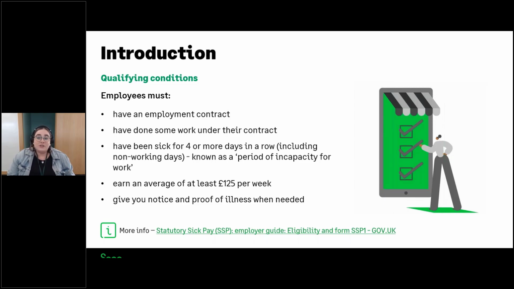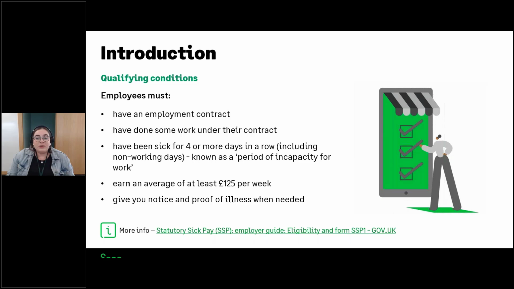And then lastly, they do also need to give you notice and proof of illness when needed. So what I mean by this is like a sick note or a statement of fitness to work for proof. So with this, if a sickness lasts 7 days or less, the employee can actually self-certify their sickness. But if it's more than 7 days, you can and should ask for proof of illness. So this would be more of an official sick note. And I have included more information at the bottom of this slide just on eligibility, as well as what to do if the employee doesn't qualify for SSP. So that link there will go to the gov.uk information.